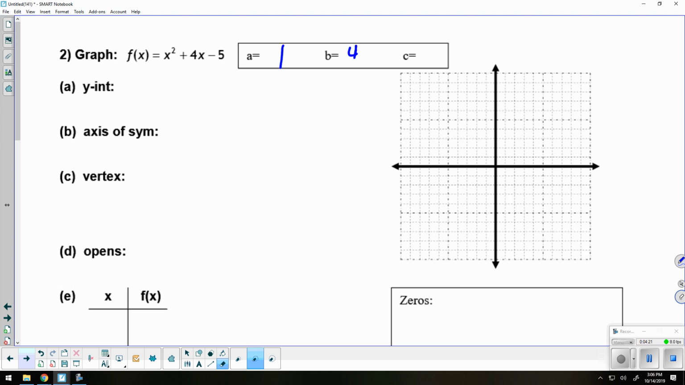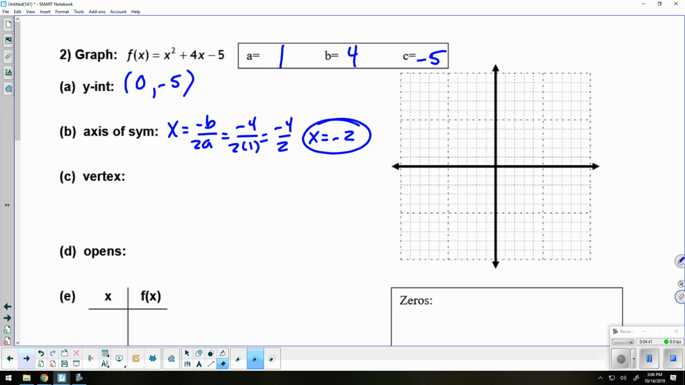Our b value is 4, c is negative 5. So first thing, our y-intercept, again, is just 0. And then our c value, which would be negative 5. Axis of symmetry, so do negative b over 2a, would be negative 4 over 2 times 1. So negative 4 over 2, we get x equals negative 2. So dotted line, going through x at negative 2.